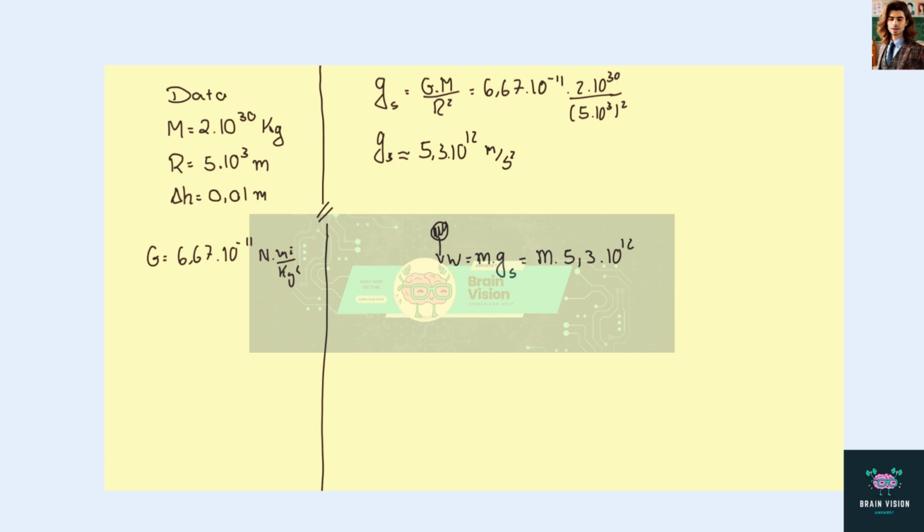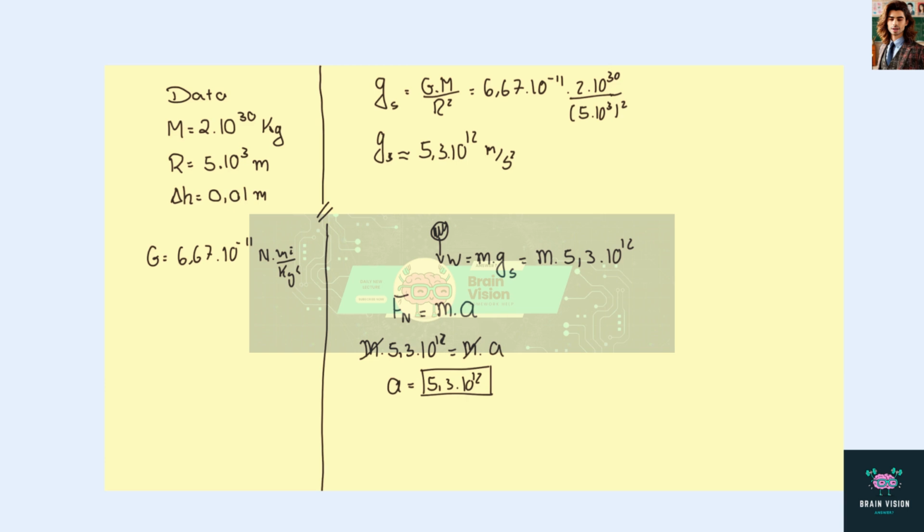On the other hand, according to Newton's second law, the net force acting on that object is equal to the object's mass times the object's acceleration. So, the net force is composed only by the weight force. Therefore, the mass of the object times 5.3 times 10 to the 12 is equal to the mass of the object times the acceleration. Therefore, the acceleration of this object is equal to 5.3 times 10 to the 12.